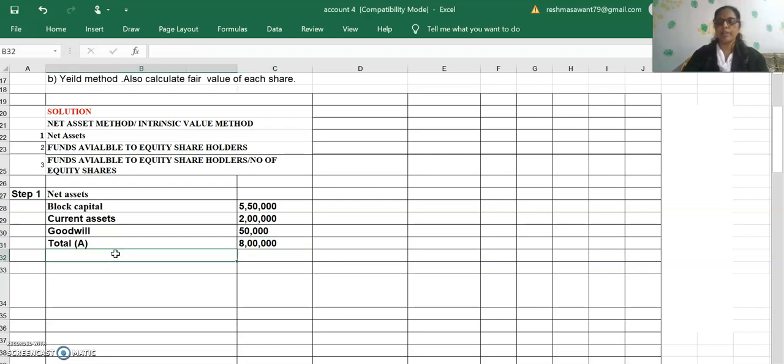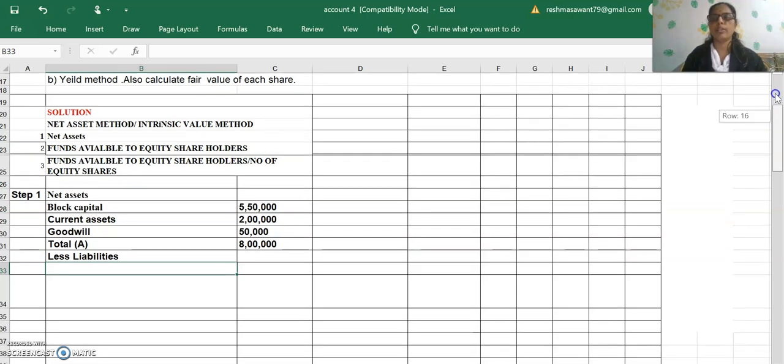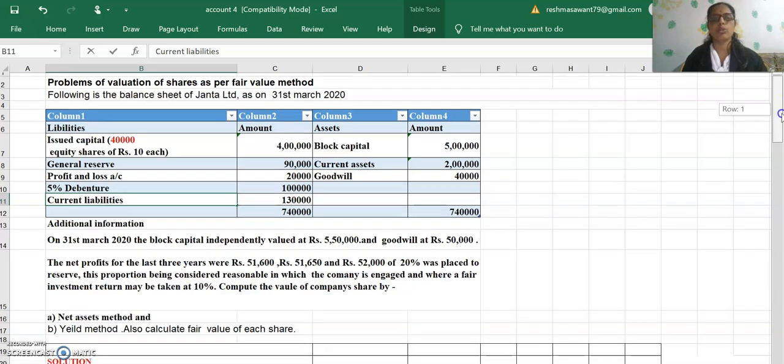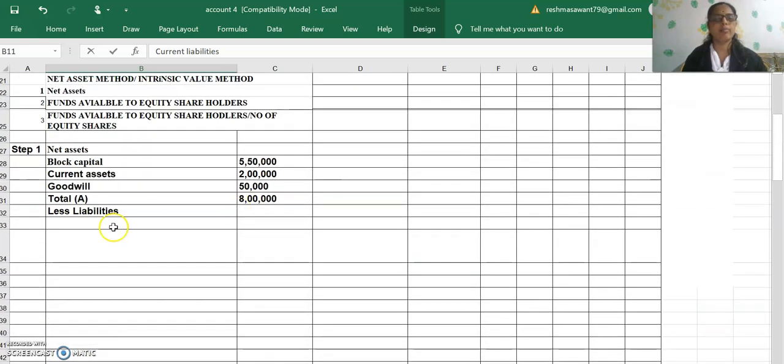Then reduce liabilities. Liabilities include outsider liability. In our question, there are two outsider liabilities, that is the 5% debenture and current liability. Current liability is considered as it is. Always current liability is considered for the evaluation of net asset. So in this heading there is a debenture also. So take 5% debenture, rupees 1 lakh.